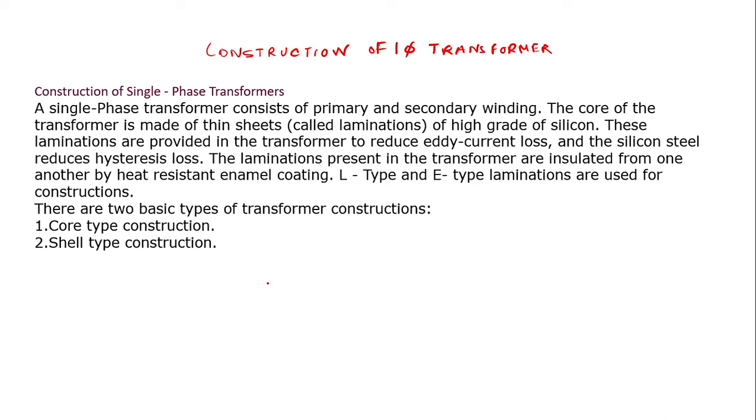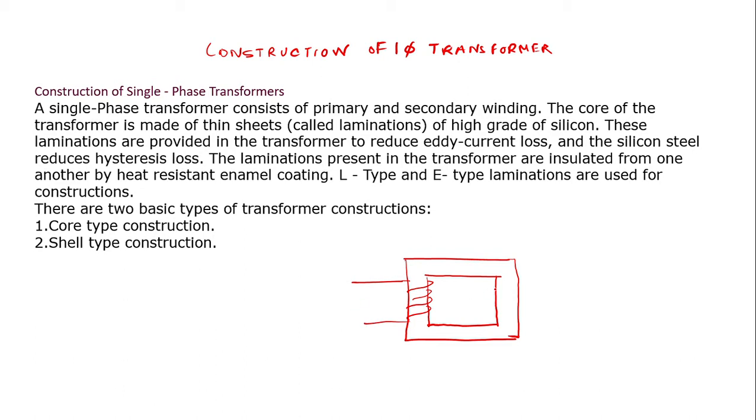Now, to understand a transformer, we have to look at the basic diagram of a transformer. This is the laminated core, and this laminated core has a primary winding and a secondary winding.